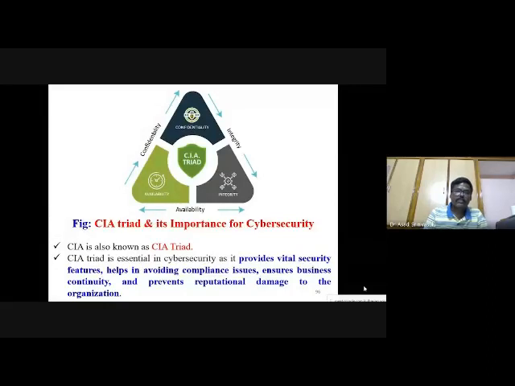CIA triad I have explained. CIA is also known as the CIA triad. So there are essential components like confidentiality, integrity, and we are having 3 types, and availability. It provides vital security features. It helps in avoiding compliance issues, ensures business continuity, and prevents reputational damage to the organization.